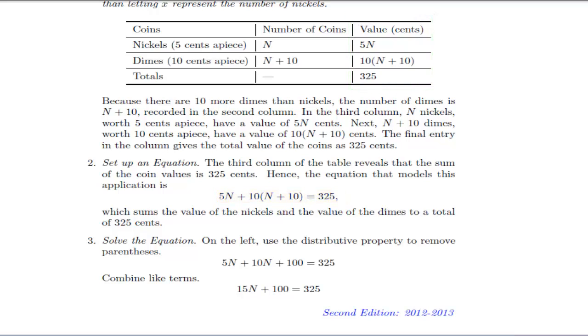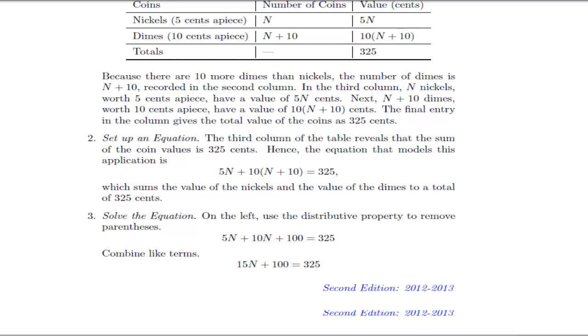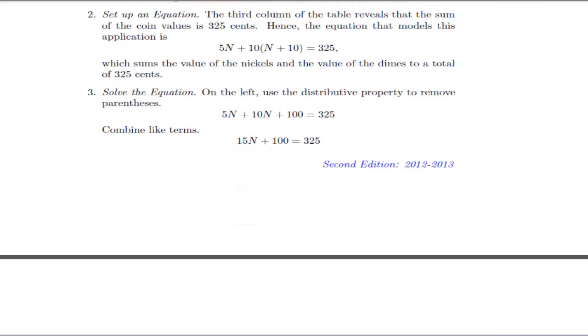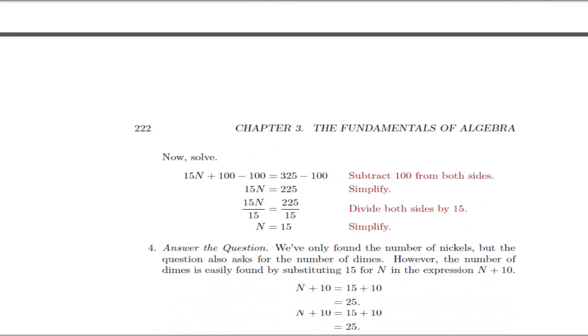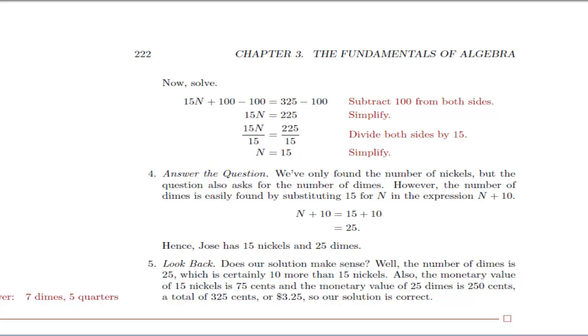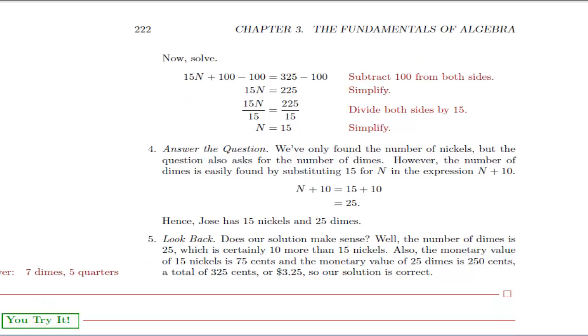3. Solve the equation. On the left, we use the distributive property to remove parentheses. 10 times the sum of N plus 10 is the same as 10N plus 100. Then combine like terms. 5N plus 10N on the left is 15N, so we get 15N plus 100 equals 325. Now we'll solve, subtracting 100 from both sides. On the left-hand side, 15N plus 100 minus 100 is 15N, and on the right-hand side, 325 minus 100 is 225. Now we'll divide both sides by 15. On the left, 15N divided by 15 is N, and on the right, 225 divided by 15 is 15.